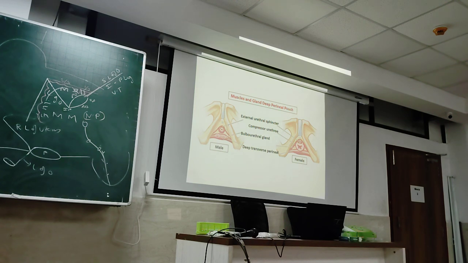But in addition to that, there is a muscle which is starting from the ischial ramus, passing in front of the urethra, going to the other ischial ramus. This is called the compressor urethrae. And the deep transverse perineal muscle is already there, but in females there is also a sphincter which is going around the urethra and vagina, which is called the urethrovaginal sphincter.